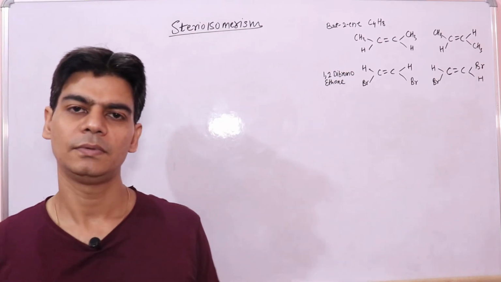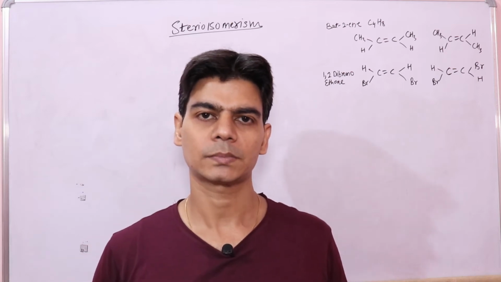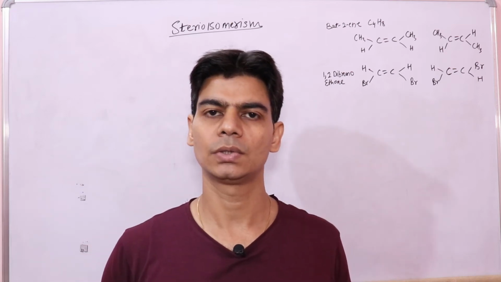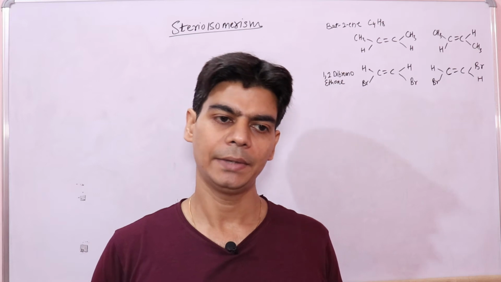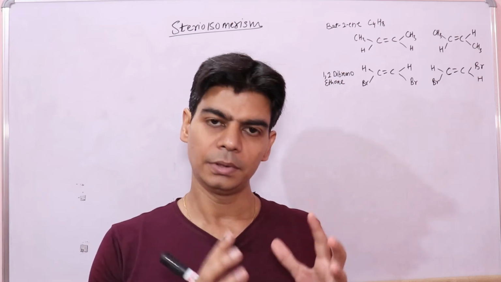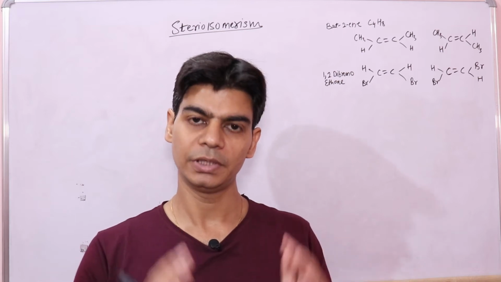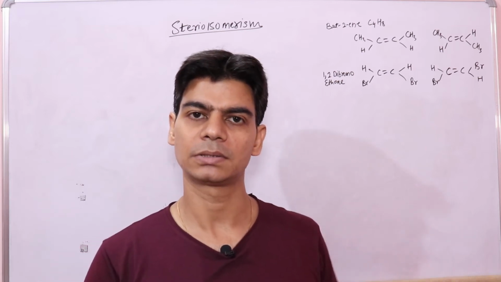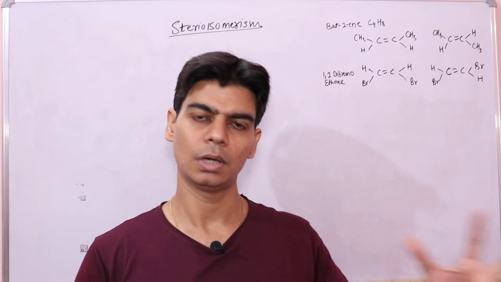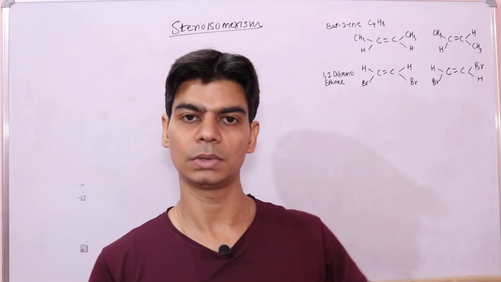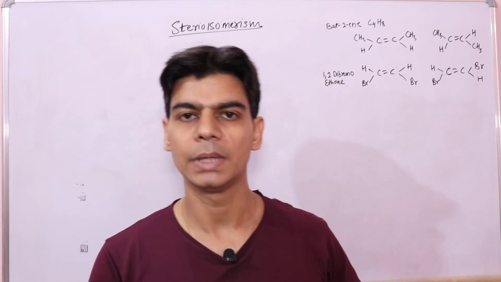Now in this video lecture we will talk about stereoisomerism. In the previous video lecture we have understood structural isomerism, and we saw how a different arrangement of atoms in a molecule gives rise to different chemical structures, that result in altogether a different compound that has different physical and chemical properties.